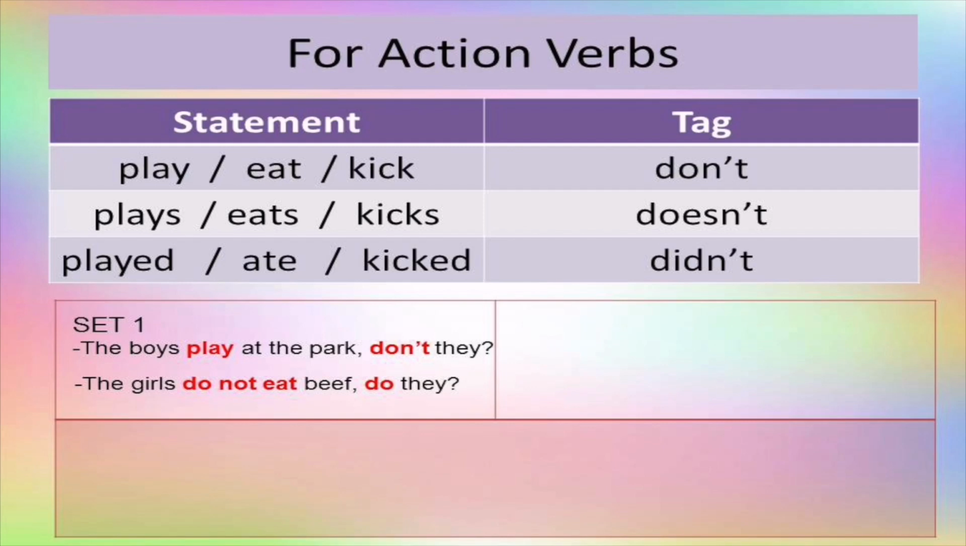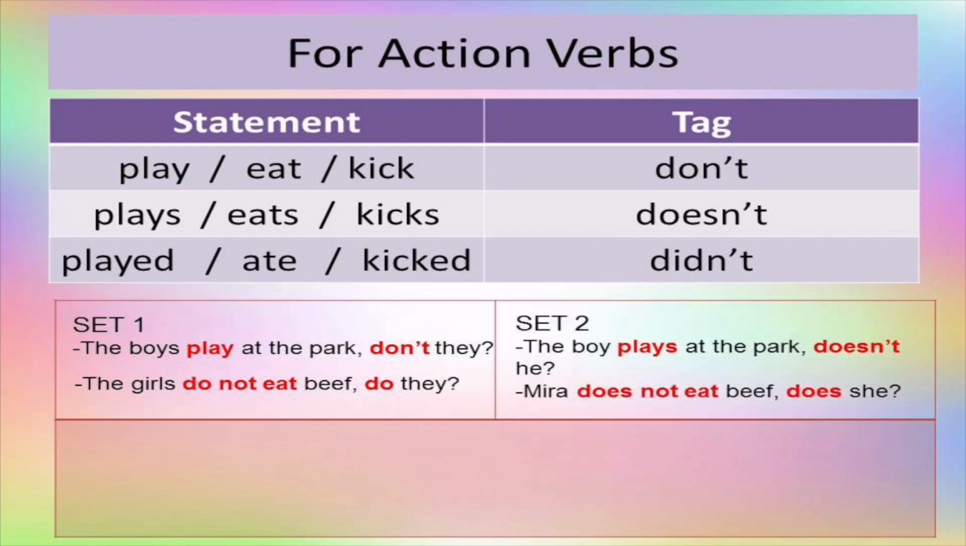Okay, let's look at the next one. The boy plays at the park. This is for singular subject. So it must be followed with negative tag, which is doesn't he. So positive, negative. Plays, negative is doesn't.